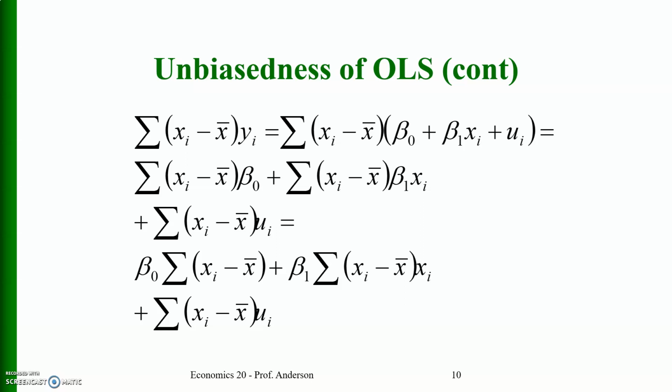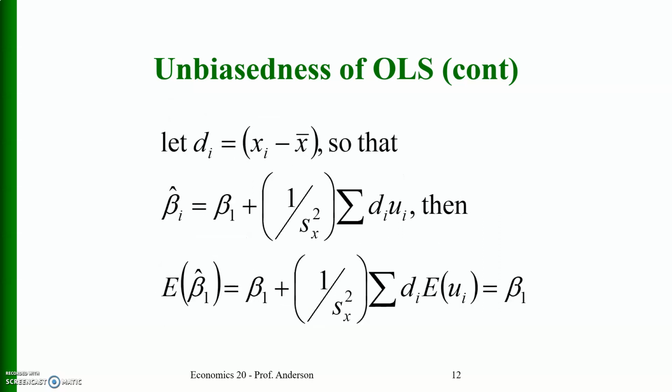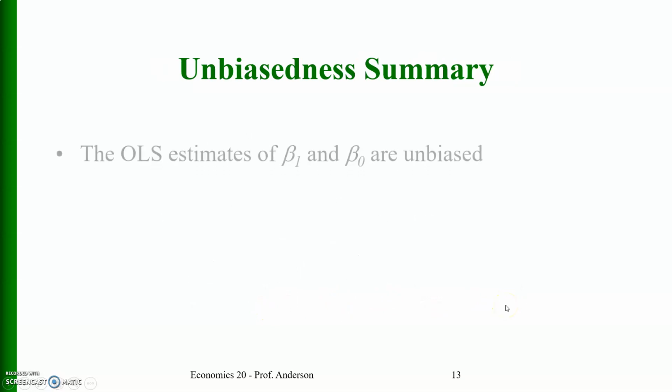And if you follow this, finally we get that the expected value of beta 1 hat is equal to true beta 1 plus summation xi minus x bar ui, and that the final term is equal to 0. So expected value of beta 1 hat is equal to beta 1, and it's proved here that the expected value of beta 1 hat is equal to beta 1.